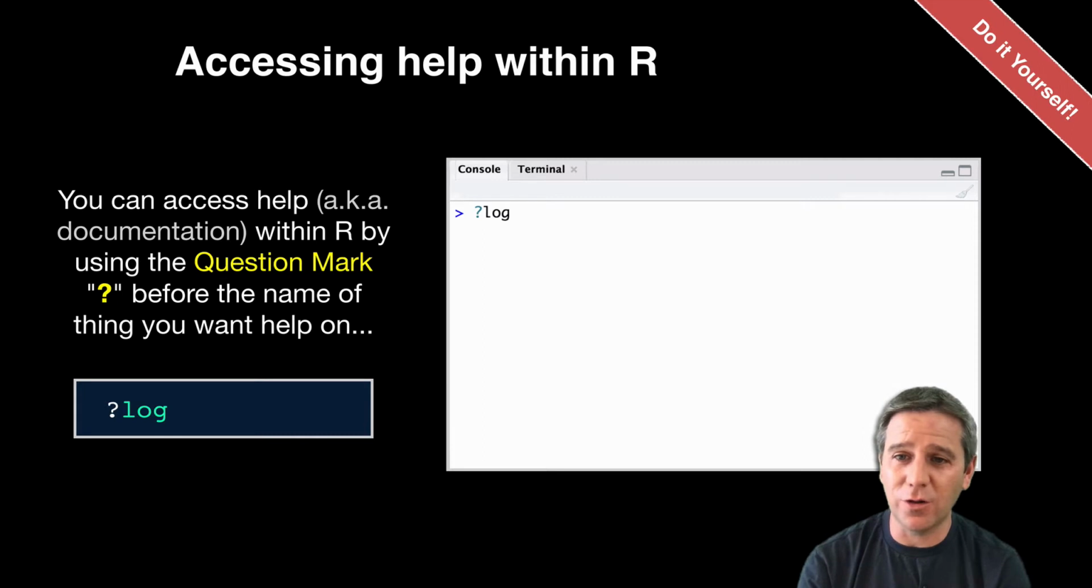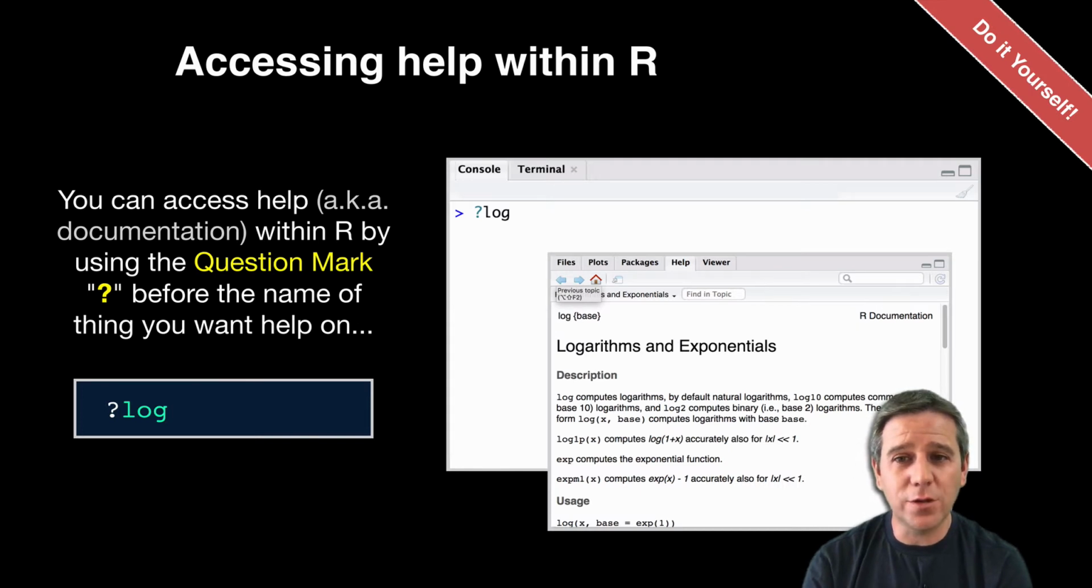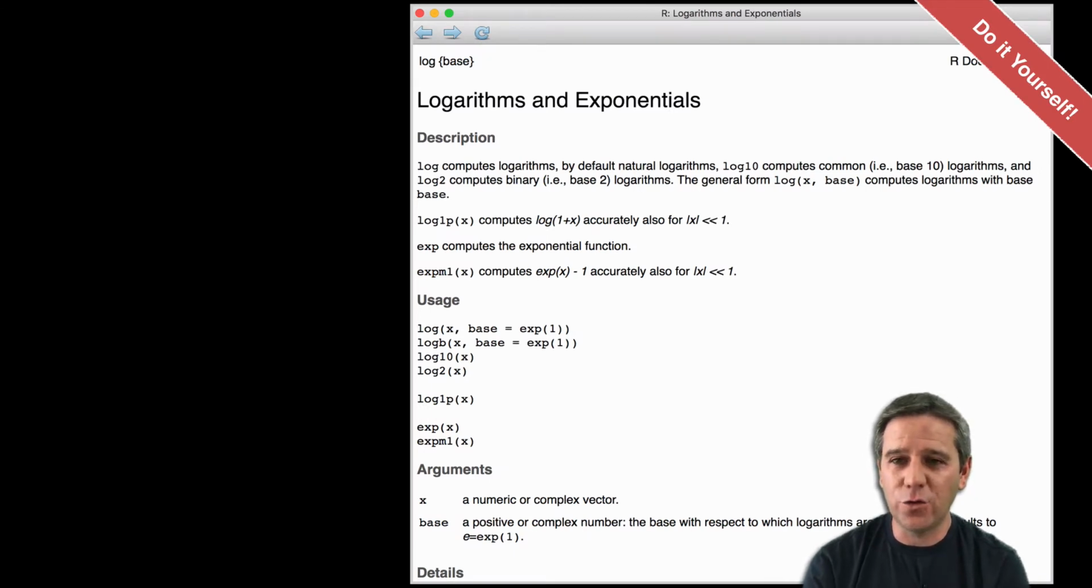So here I'm going to look for help on this function called log. I'm going to write question mark log, I push return, and it opens up this help panel here with the inbuilt R documentation page for this function. I'm going to click on this little pop-up menu icon just to make it a little larger in my window, and I get a larger view of this same help page here.